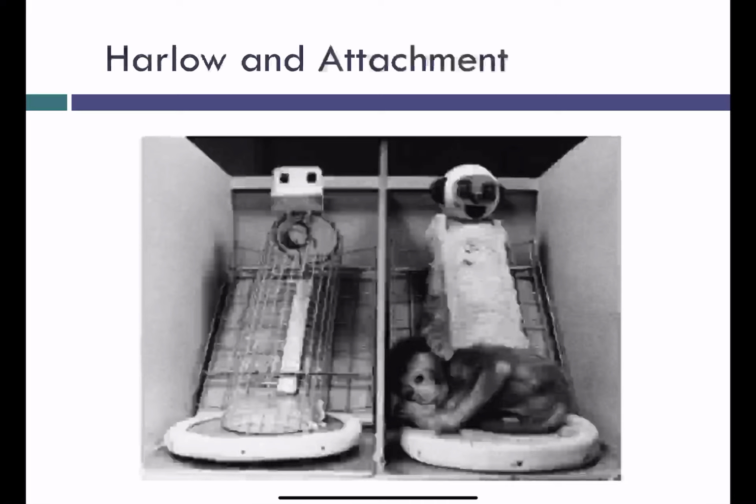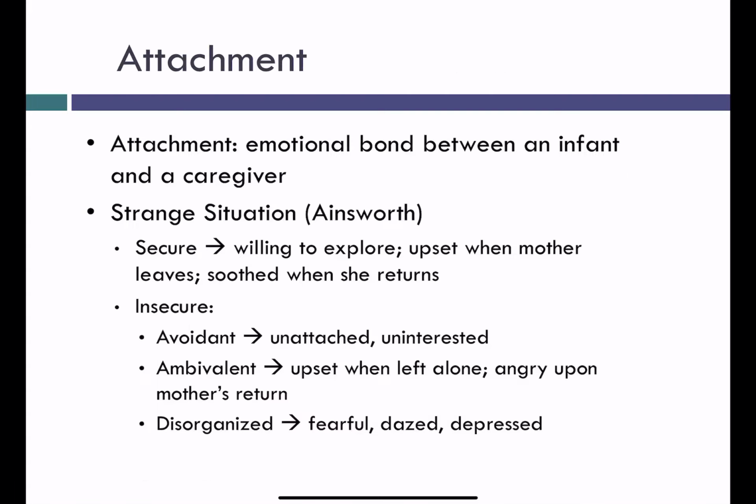The wire mother, which is the one on the left, which is just the frame, and then the cloth mother, which was covered in soft material. And what he found was that regardless of which mother actually provided the monkey with milk, they became attached to the soft one. They would run to it if frightened, they would cuddle with it, they preferred to look at it. And that really showed that there's something about that physical comfort that babies really depend on.